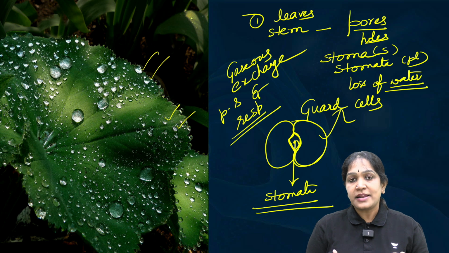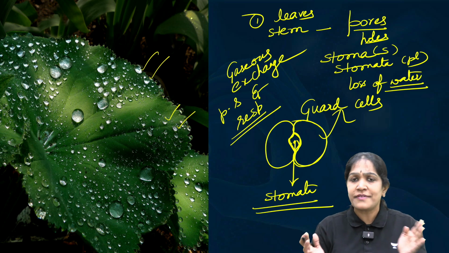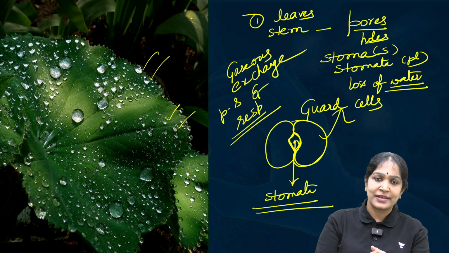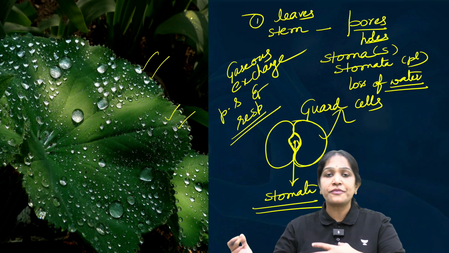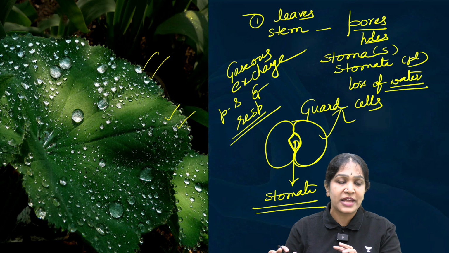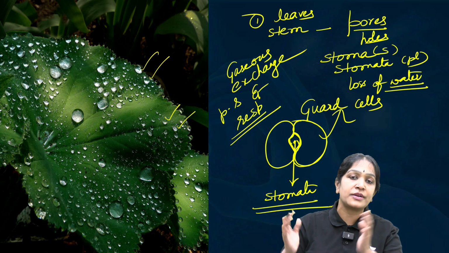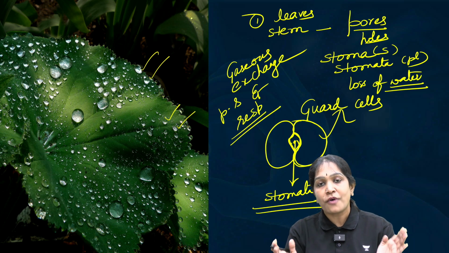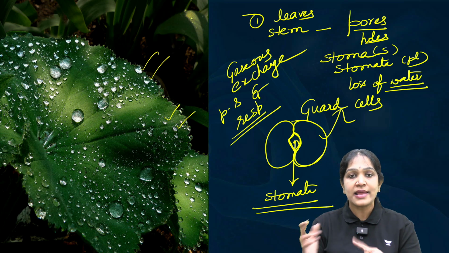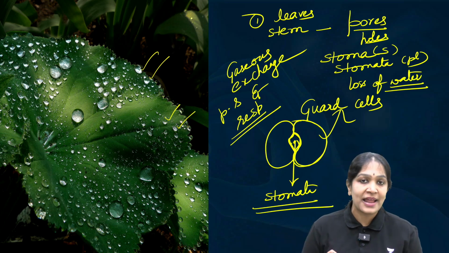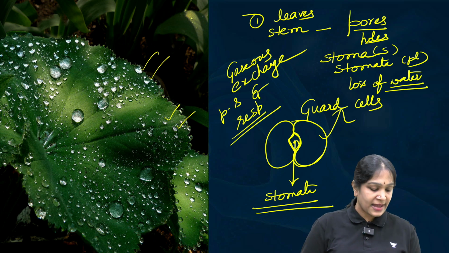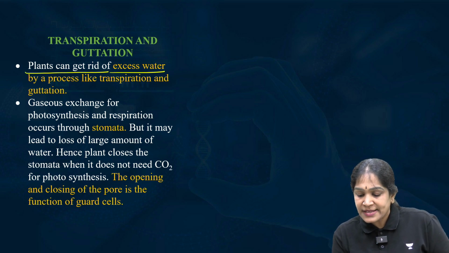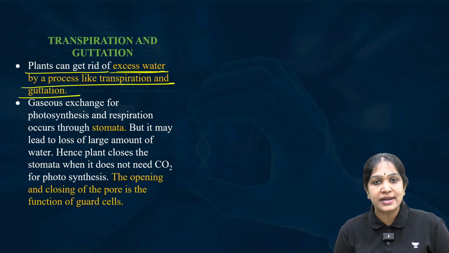So these guard cells will minimize the loss of water, but however much you minimize, loss of water compulsorily happens from the plant. Sometimes even the required amount of water will go, but most of the times the excess amount of the water goes out of this process. So the release of excess amount of water from the plant, I repeat, is called by two mechanisms, transpiration and guttation. Plants can get rid of excess water by a process called transpiration and guttation.